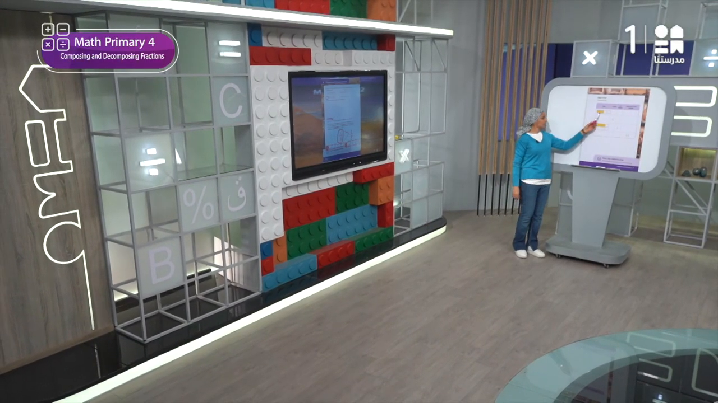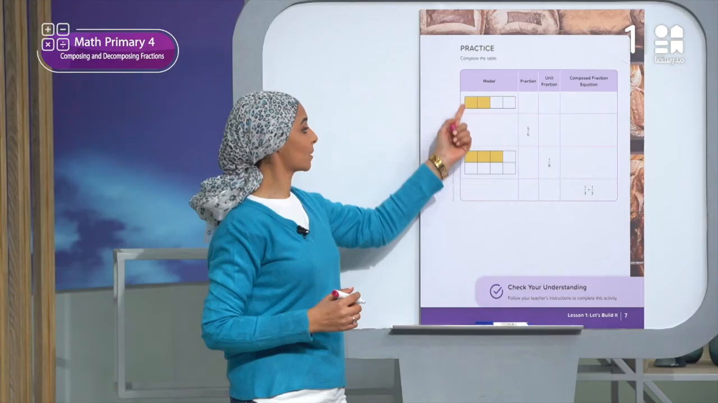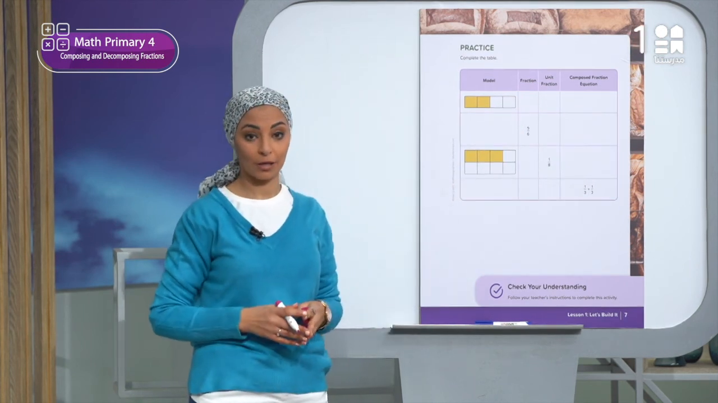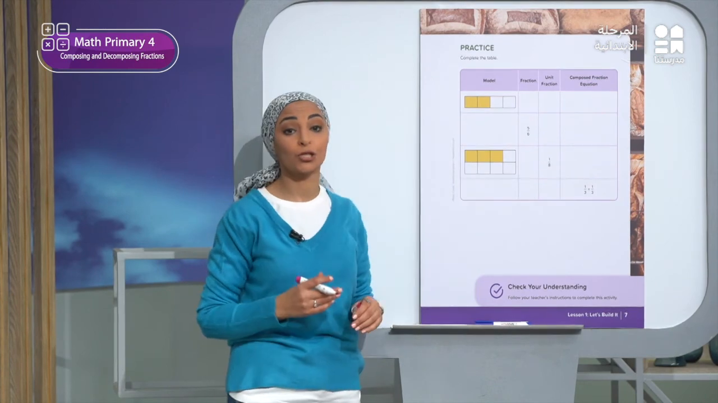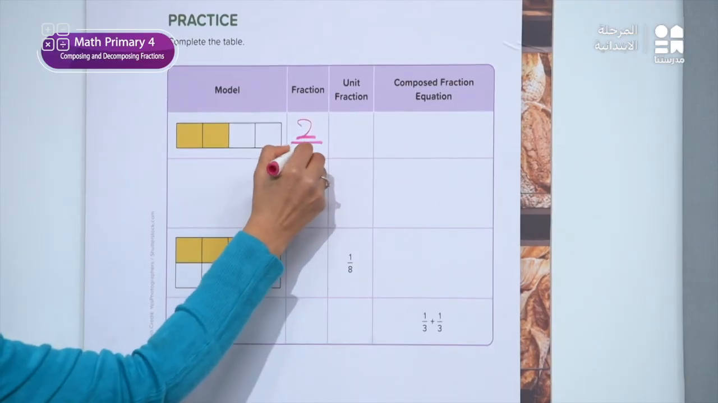And here, as you see, you want me to complete the table. Okay, here is the model fraction, unit fraction, composed fraction equation. طيب, here the model is what? The fraction is 2 over 4. تعالوا نكتبها كده مع بعض. My fraction is 2 over 4.